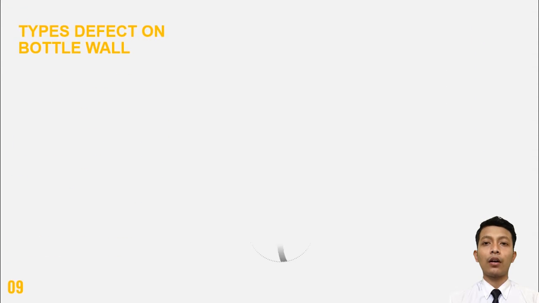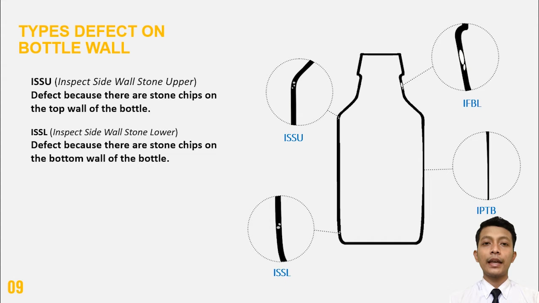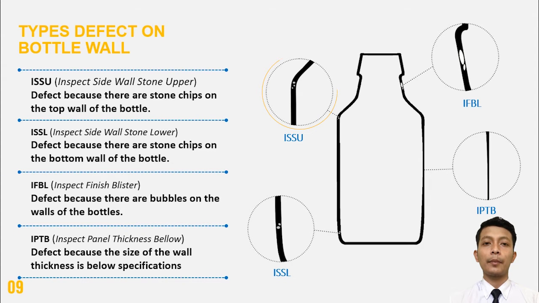About the types of defects on the bottle wall. The first, ESSU, inspect side wall stone upper. Defect because there are stone chips on the top wall of the bottle. ESSL, inspect side wall stone lower. Defect because there are stone chips on the bottom wall of the bottle. EFBL, inspect finish blister. Defect because there are bubbles on the wall of the bottle. EPTB, inspect panel thickness below. Defect because there are cysts on the wall. Thickness is below specification.